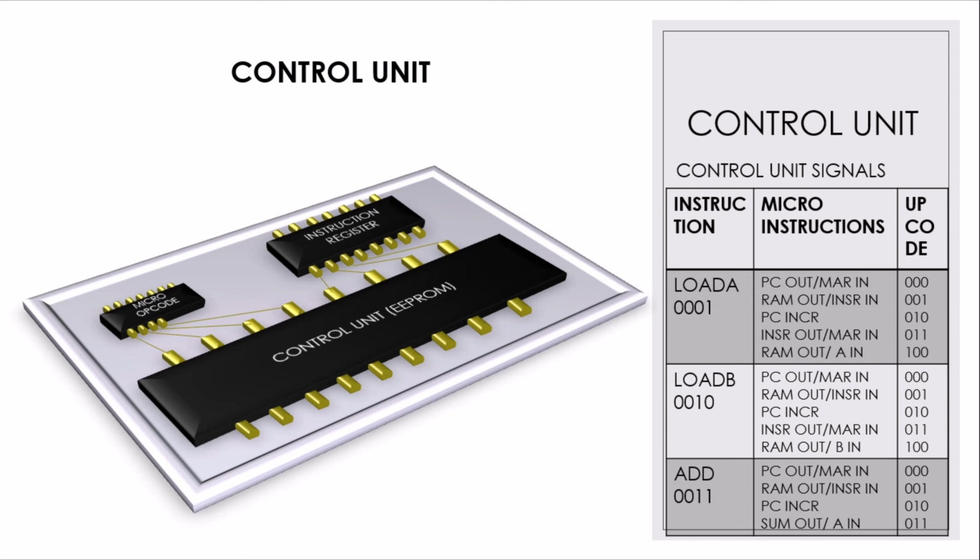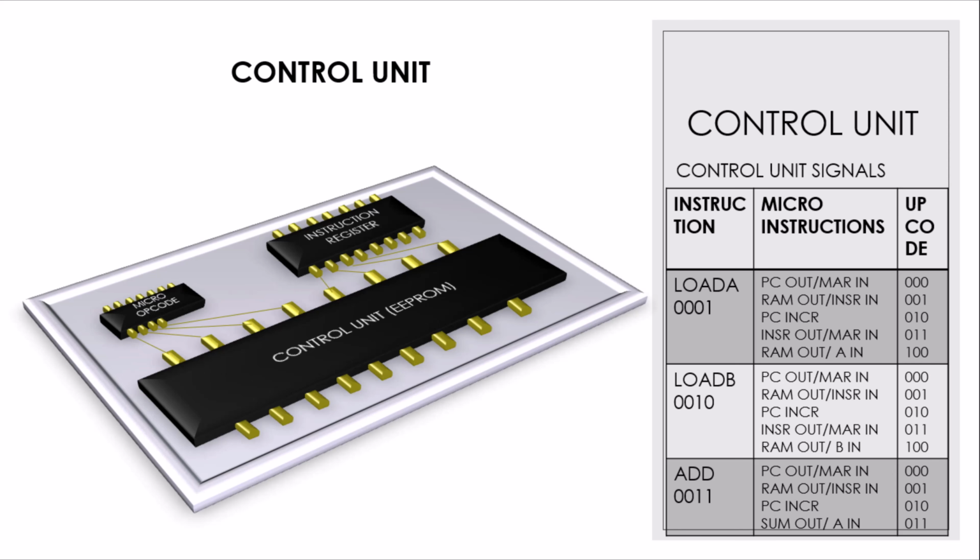Let us take the load A instruction for instance. The load A instruction is represented by binary number 0001, and the CPU will cycle through the following micro instructions in order to successfully load the A register. Program counter out, memory address register in, prompting the program counter to put out its content on the bus, and the memory address register to read the data on the bus.